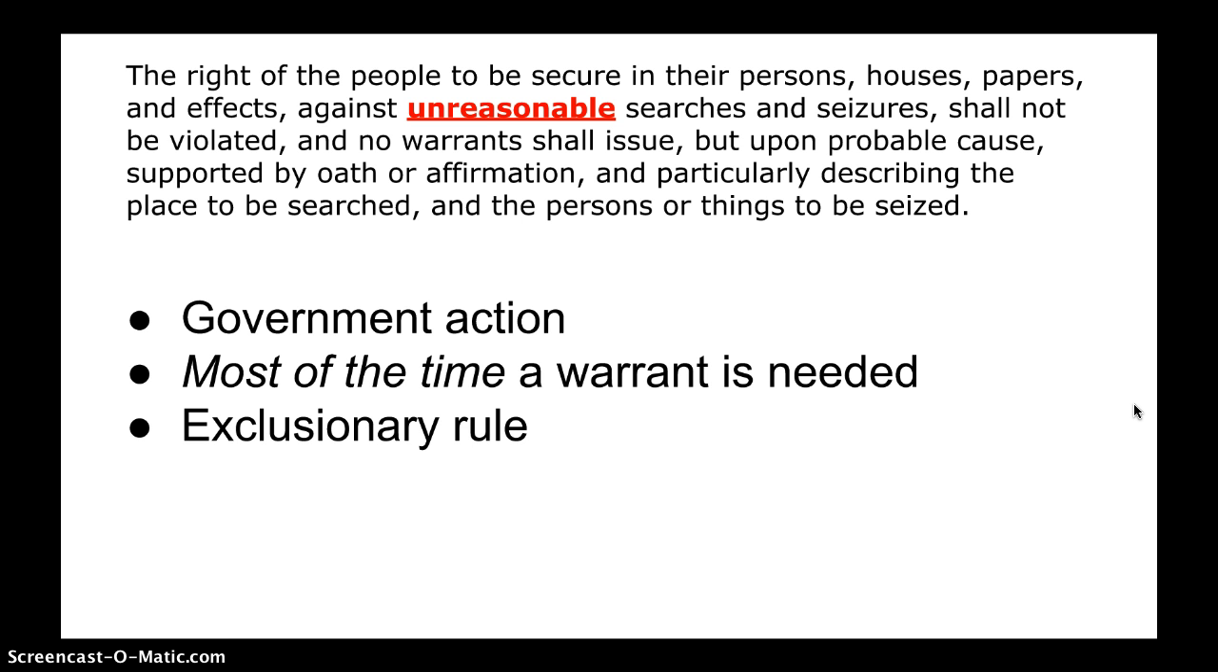So police and all law enforcement agents take this very seriously, because it's extremely difficult once something is tainted or connected to an illegal search. It's really hard to get around that.